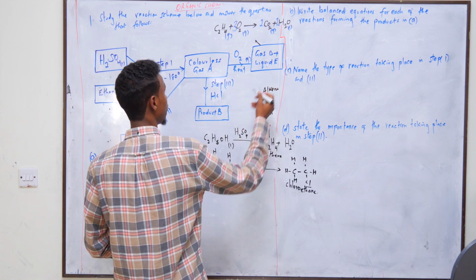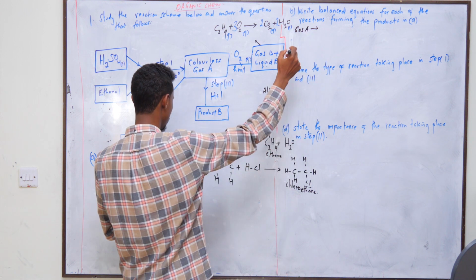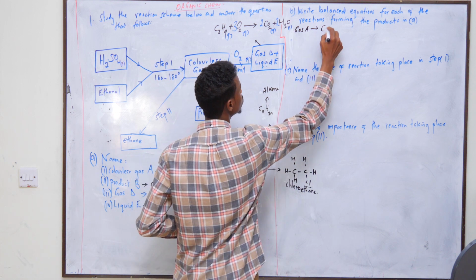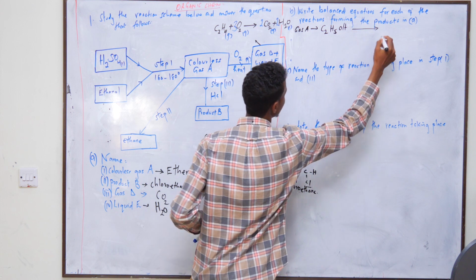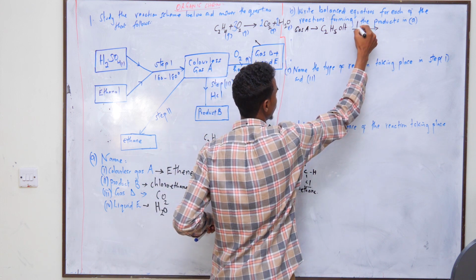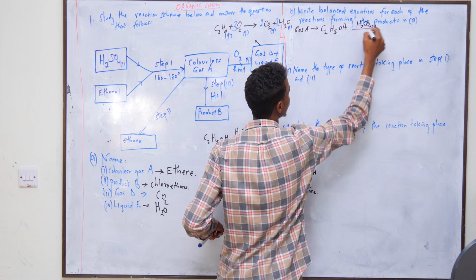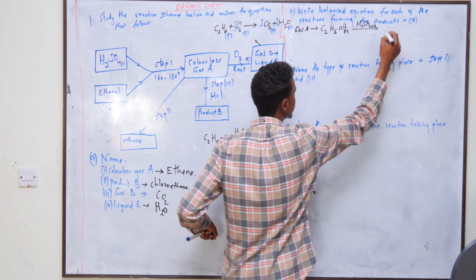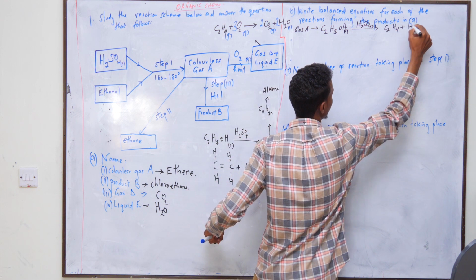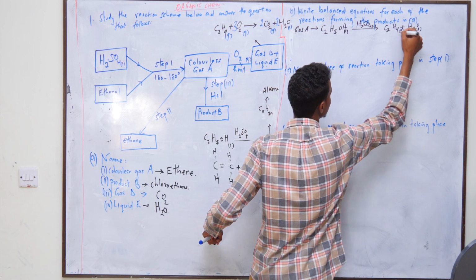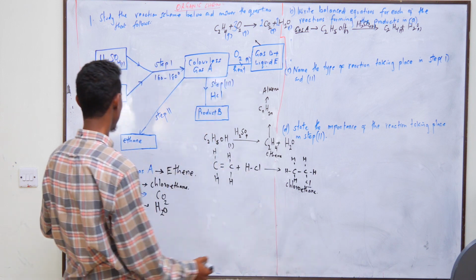For gas A, it's going to be C2H5OH, and we said this one involves removal of traces of water. Now we have H2SO4, which is concentrated sulfuric acid. Now it's going to form C2H4 plus water, and this is the balanced equation for gas A. Now we are going to form product B.